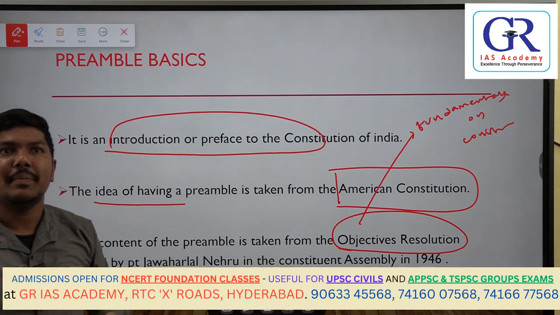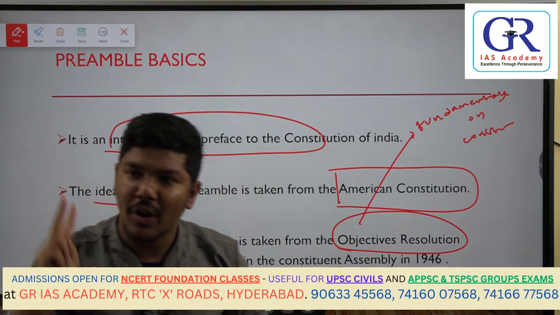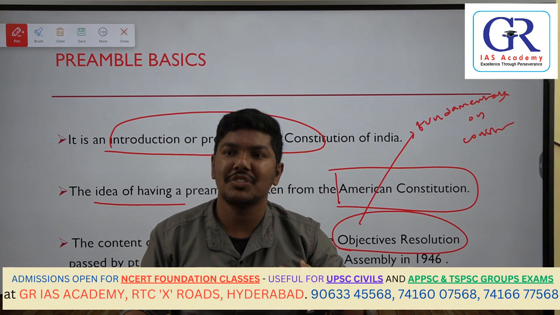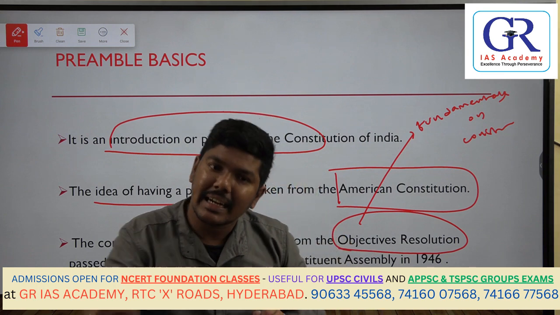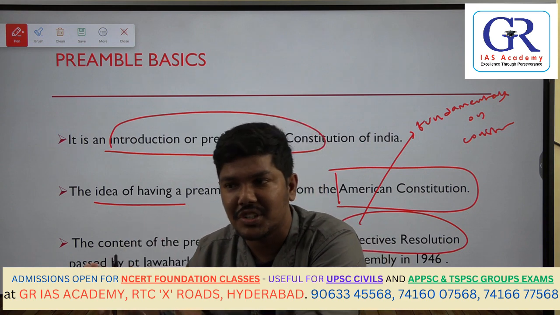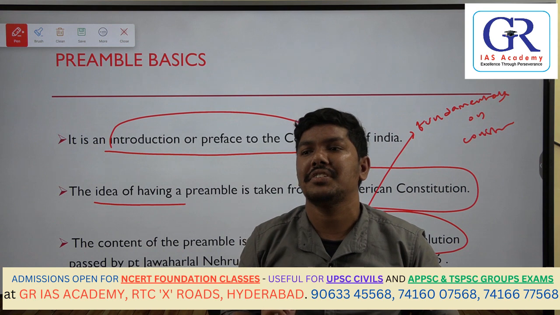Clear? Point number 1, the preamble is basically an introduction or preface to the constitution. Point number 2, the idea of having a preamble is taken from the American Constitution. Number 3, the content inside the preamble is taken from the Objectives Resolution, which was moved by Pandit Jawaharlal Nehru in the year 1946.